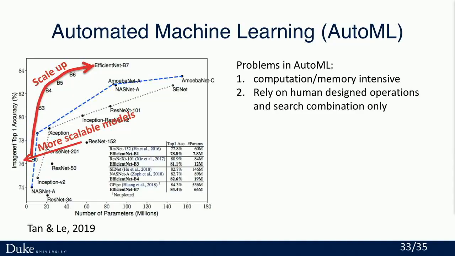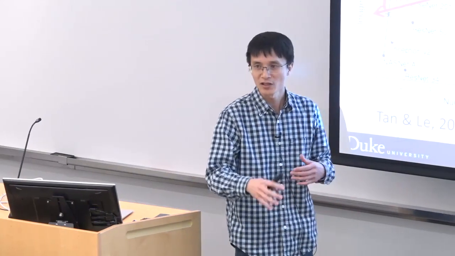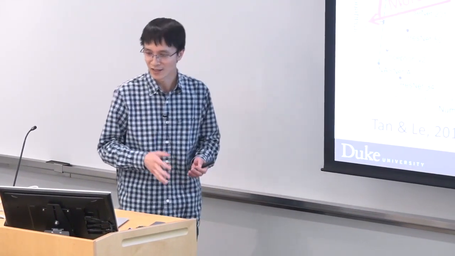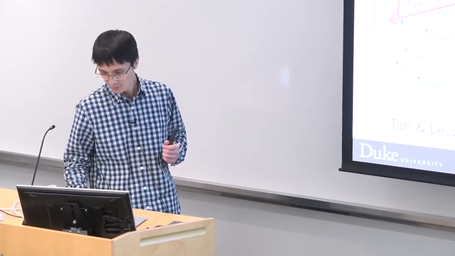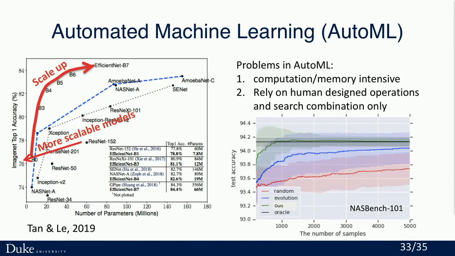But there are two problems in AutoML. The first problem is AutoML eats CPU, eats GPU, eats memory, eats everything, so it's very inefficient. The second problem is AutoML relies on human-designed operations and only searches the combinations. It cannot invent any new architectures. In the past half year, I did some research on the first problem, to make the sample more efficient.